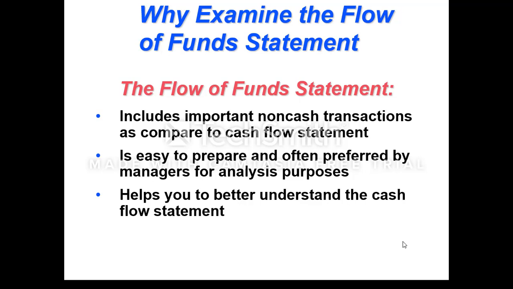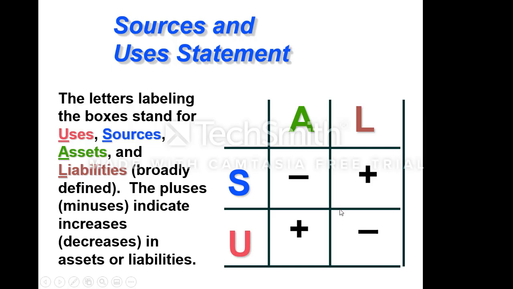First, we will have to compare two balance sheets for the previous and current year. Then we will determine the balance sheet changes as sources or uses of funds. And finally, we will consolidate this information in the proper flow of funds statement format. This table will help us to understand how we can determine assets and liabilities as sources or uses.